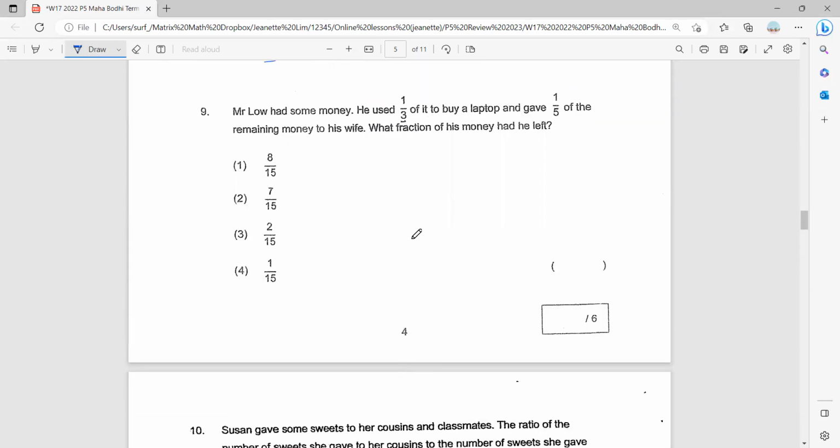Question 9. Mr. Low had some money. He used 1/3 of it to buy a laptop and gave 1/5 of the remaining money to his wife. What fraction of his money had he left? Now take note of this. 1/5 of his remaining money to the wife. It means that he's left with 4/5 of the remaining money. 4/5 of the remainder.